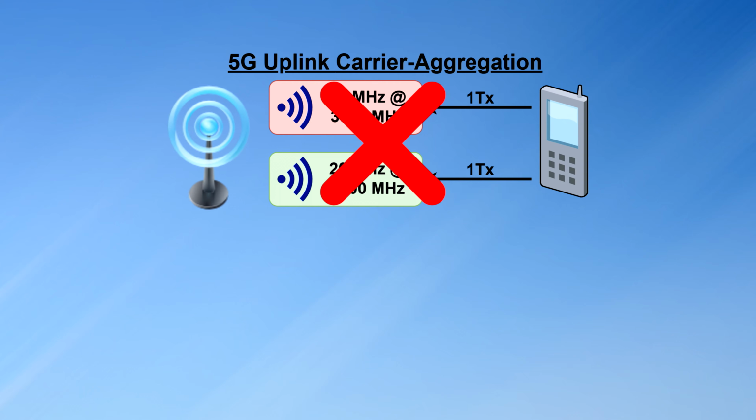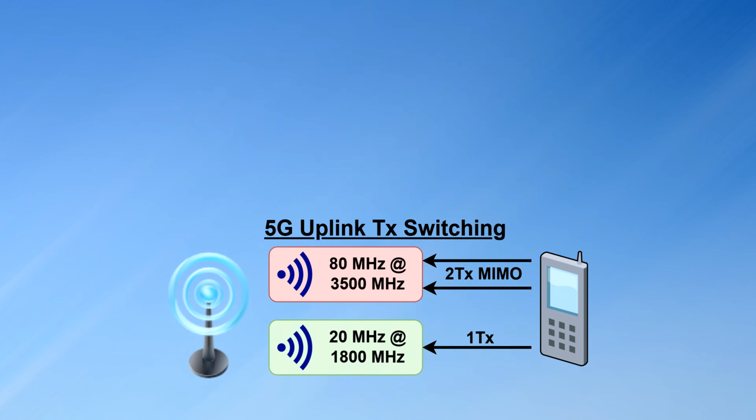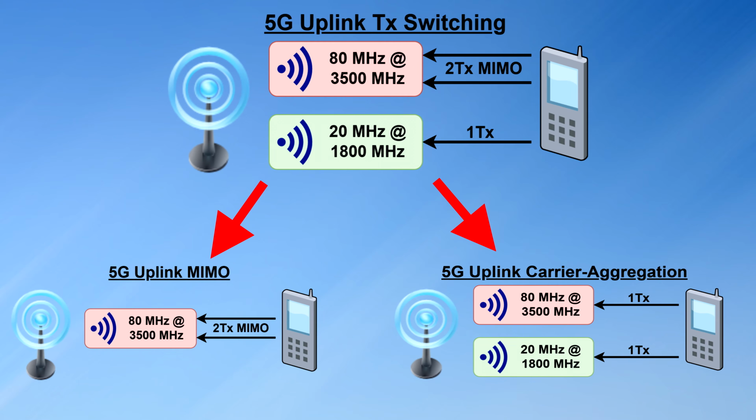And this got me wondering, because in Vodafone Germany's network, 5G uplink carrier aggregation is not yet implemented, but now they have tested Uplink-Tx-Switching, which is sort of a combination of two uplink enhancements, Uplink MIMO and Uplink Carrier Aggregation. So what exactly is this feature about?